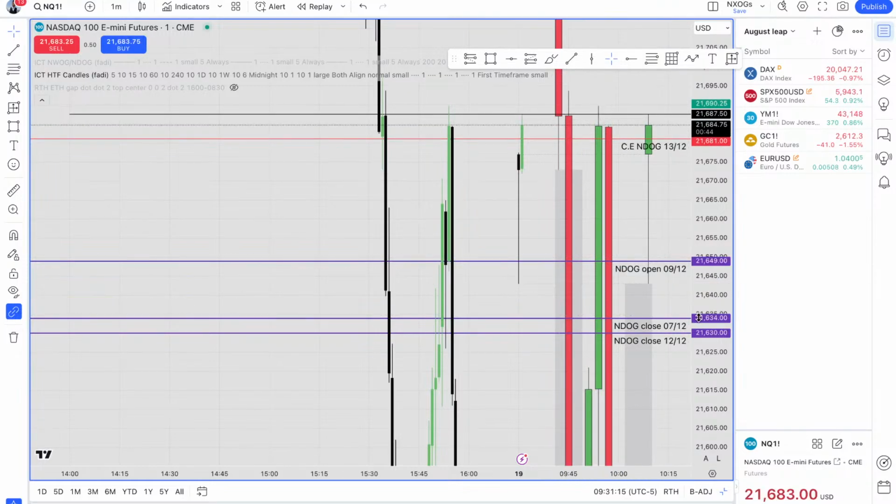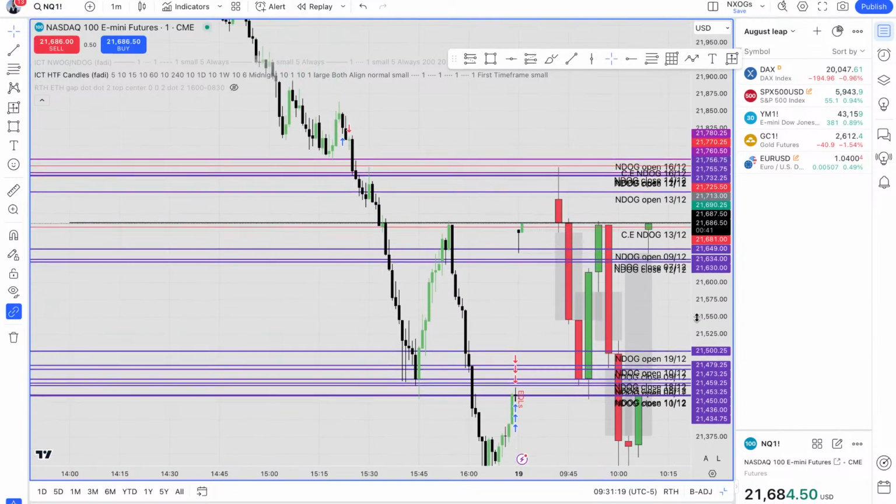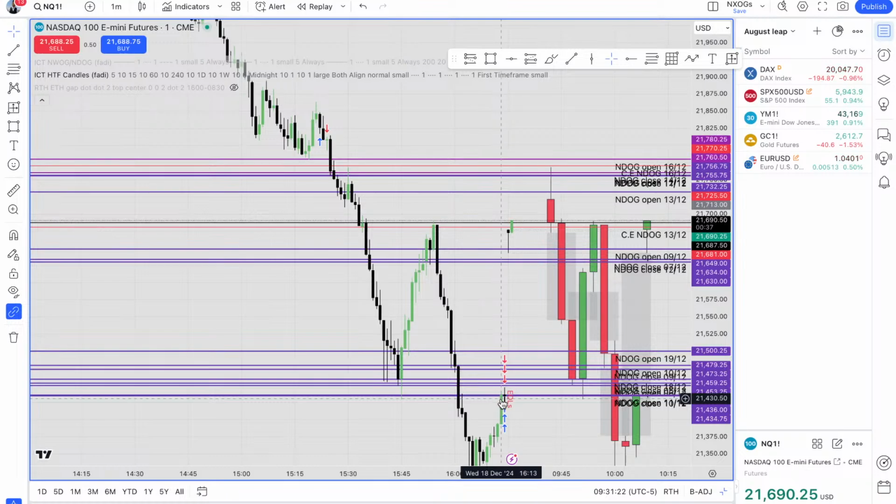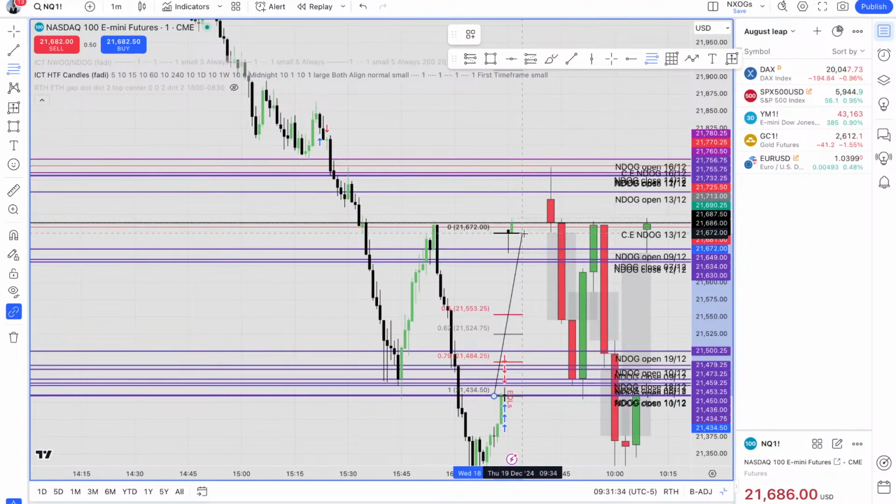Okay, where's the gap? So yes, we have a lower gap now. This is yesterday's closing price, and this is today's opening. So today's opening was here.